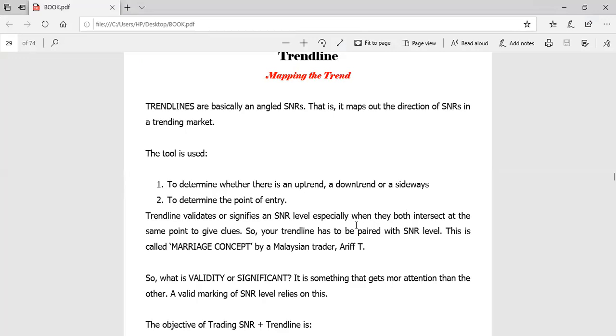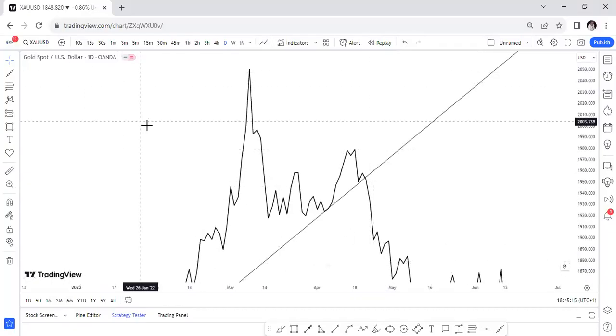So what is validity or significance? It's something that gets more attention than the other. A valid marking of an external level relies on this. So you must make your line more significant. How do you make it significant? By intersecting it with an SNR, another SNR, or another trend line. One trend line could cross from above, and the other could cross from below to meet.